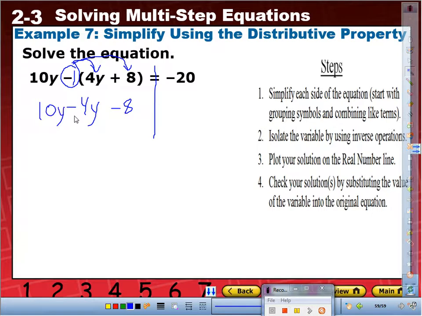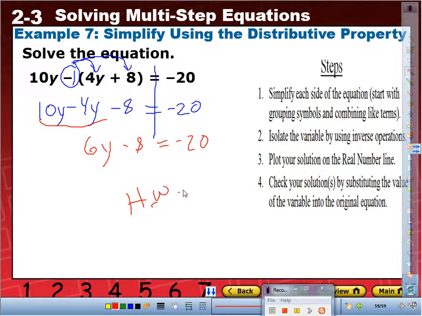I bring this down. Am I done simplifying this side? No, I can combine, can I? This becomes 6y minus 8 equals negative 20. Do we know what to do from there? Yeah, so your homework will be similar to that.